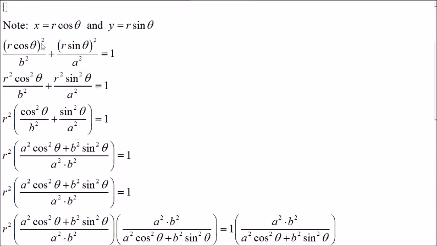And then to simplify, we have r squared times cosine squared theta, and then here we have r squared times sine squared theta. The common factor here is r squared, so let's pull it out. So we end up with r squared times cosine squared theta divided by b squared plus sine squared theta divided by a squared.